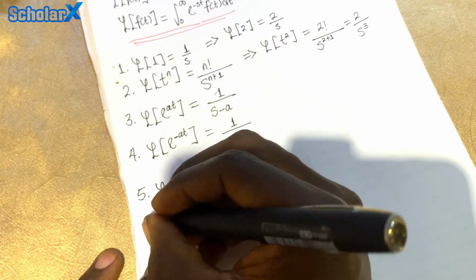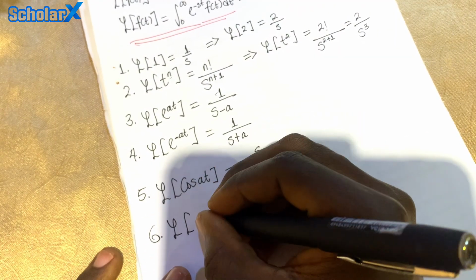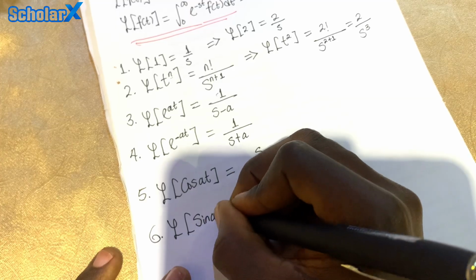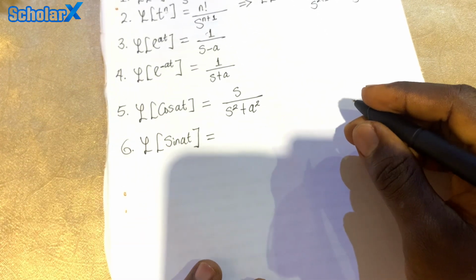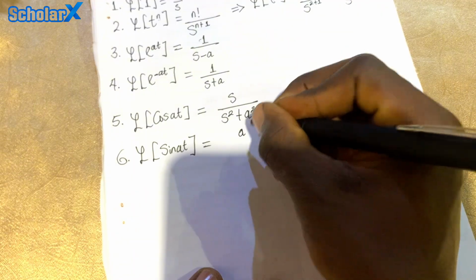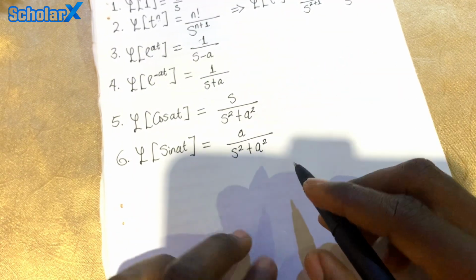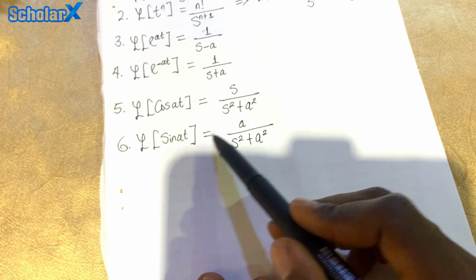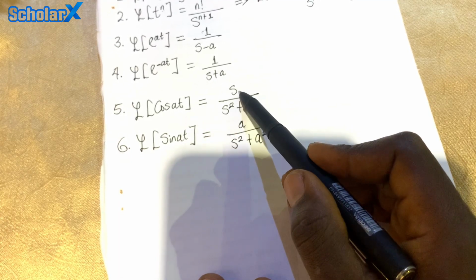Now let's look at the Laplace transform of sin at. The Laplace transform of sin at is going to be a over s squared plus a squared. Now watch out very well. You're going to see that what is up here is a when it's sine, and when it's cos, it's s that is up here.